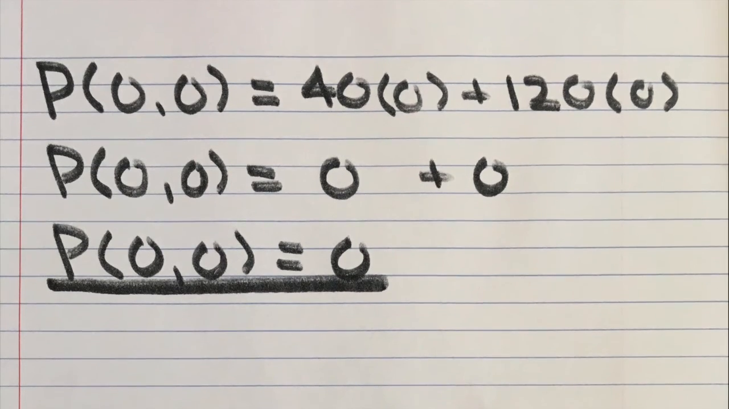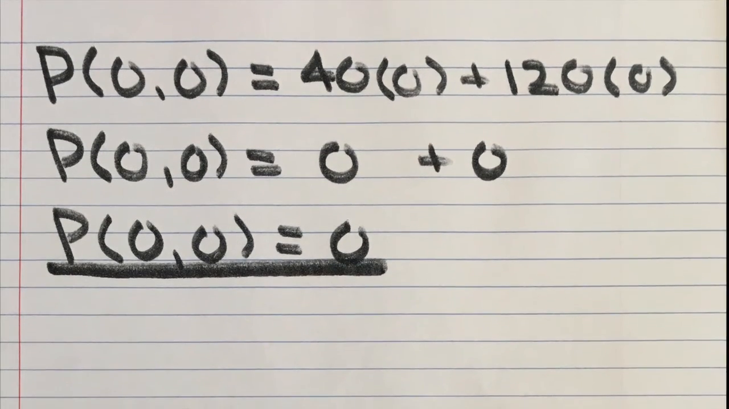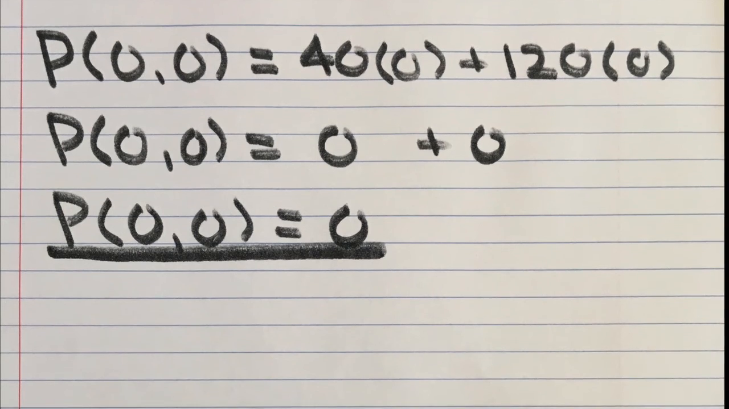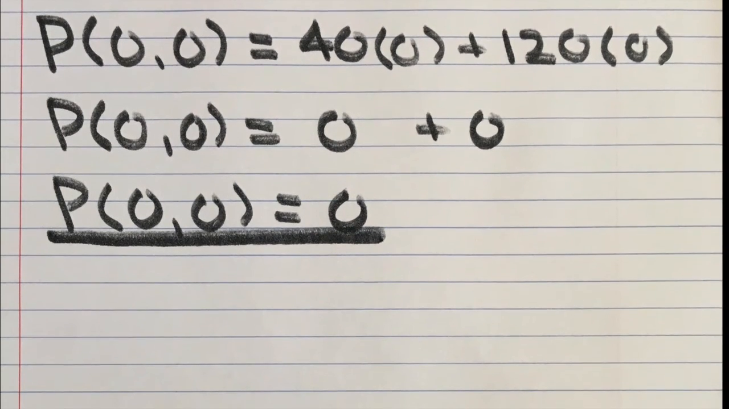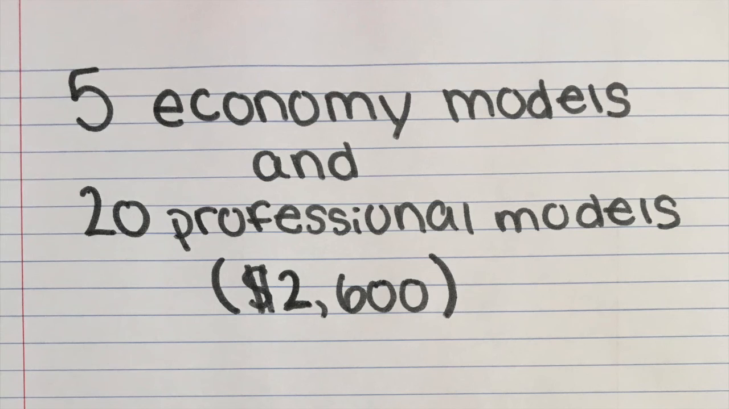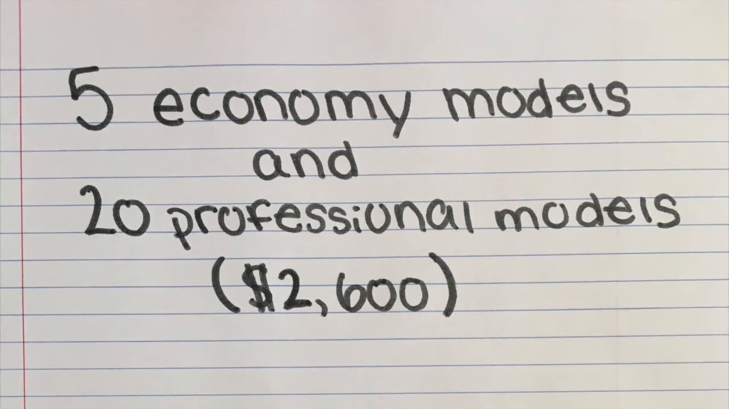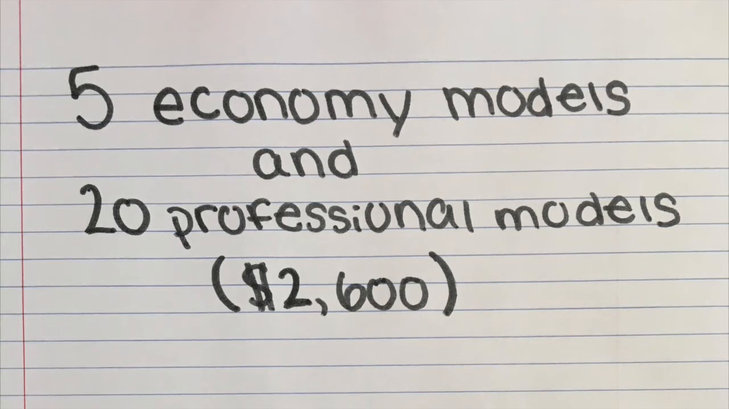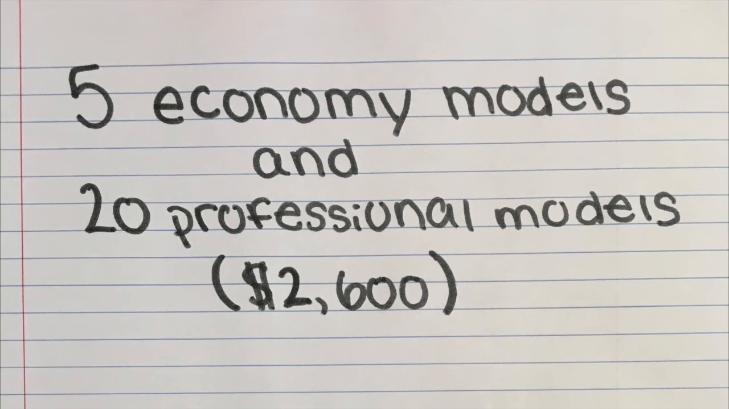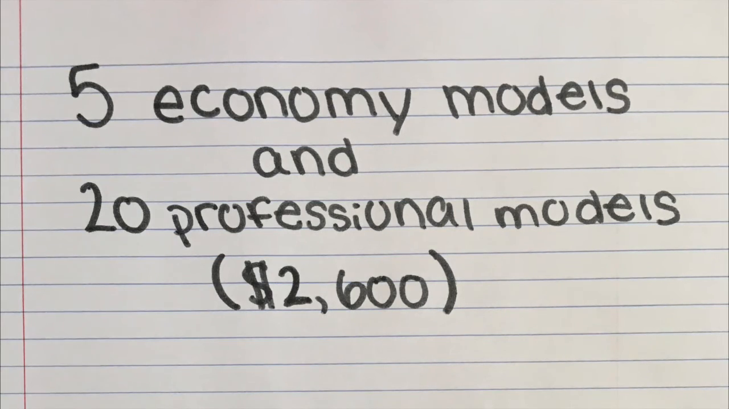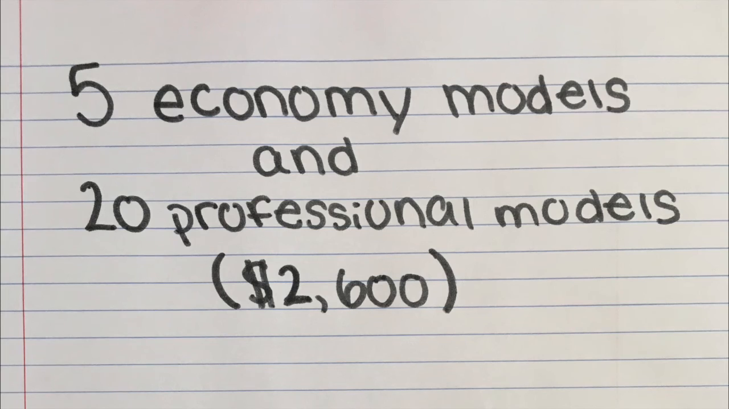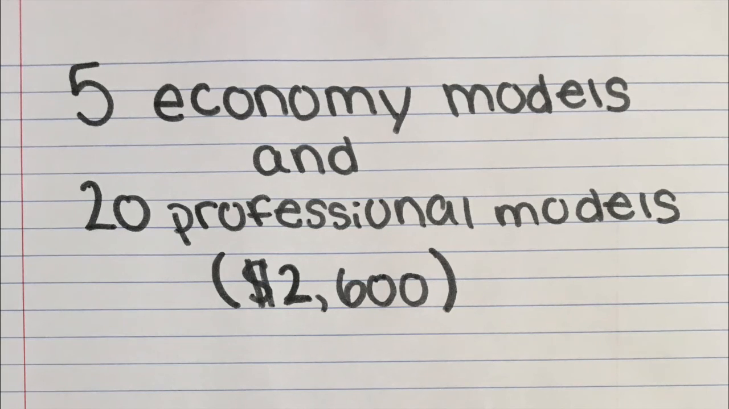Finally, when we plug in (0, 0) to our equation, multiplying any number by 0 is going to give us 0. Therefore, our solution is $0. Out of all 5 of our corner points plugged in, we get the most money from the point (5, 20) with a grand total of $2,600. In conclusion, to gain maximum profit, the company must sell 5 economy models and 20 professional models to earn $2,600.